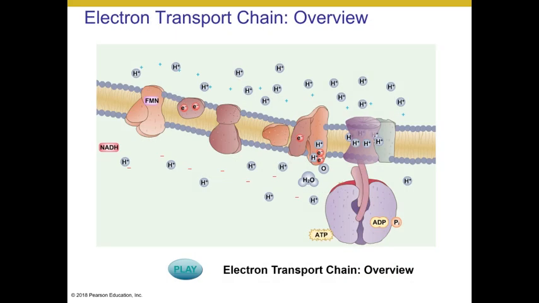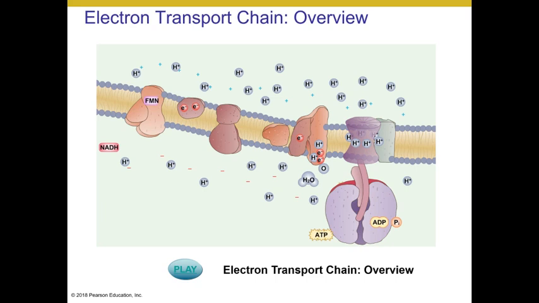In this animation in the e-textbook, watch how electrons move from NADH and FADH2 down the chain, releasing energy in steps. This controlled release prevents wasting energy as heat and maximizes ATP production.